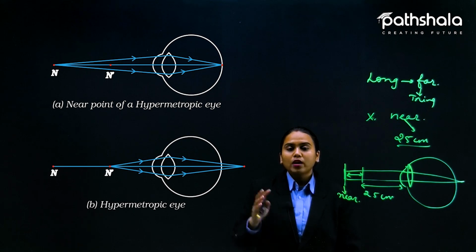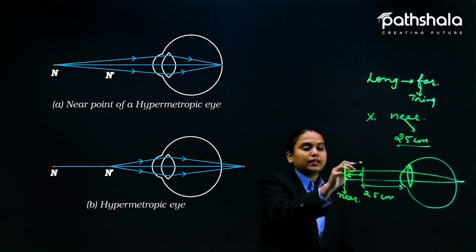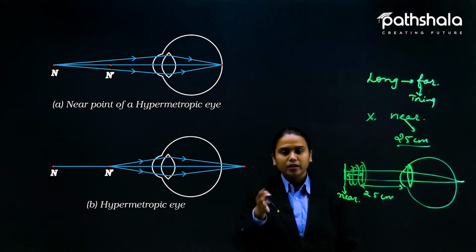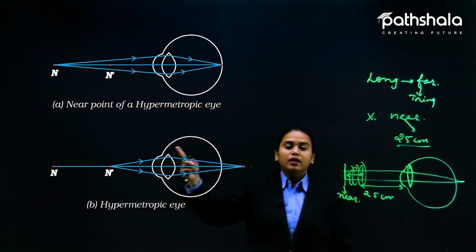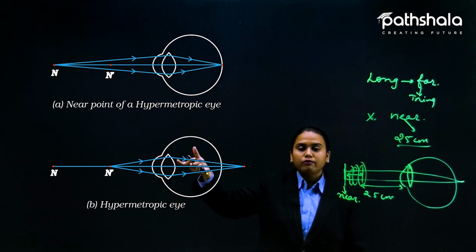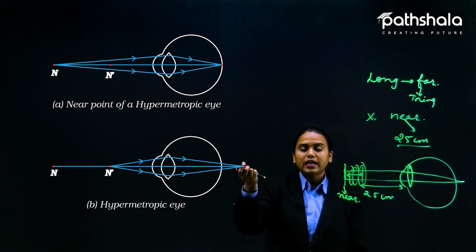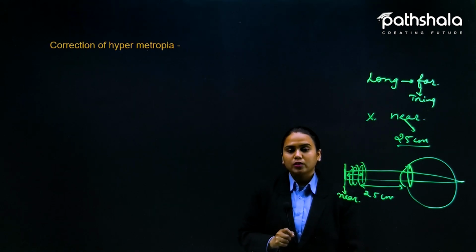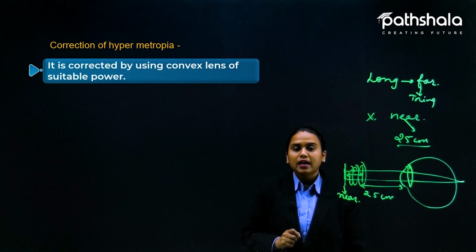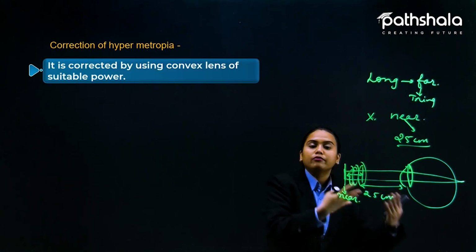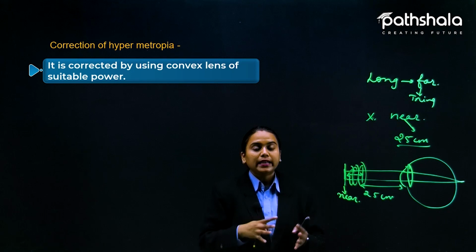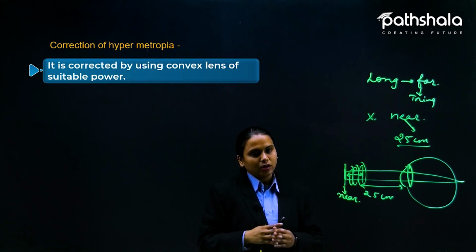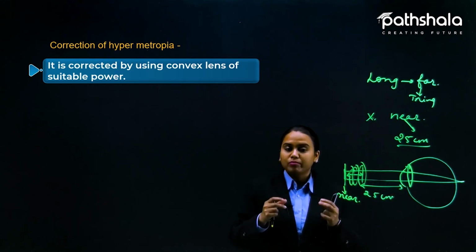Now if the things present anywhere closer than this near point, their light is going to refract and focus after the retina surface. Now for the correction measurement for this, you know that all the light is going to bend after the retina. So what we need is for the light to get bent before. An earlier bending is required because the eye lens has become thin.